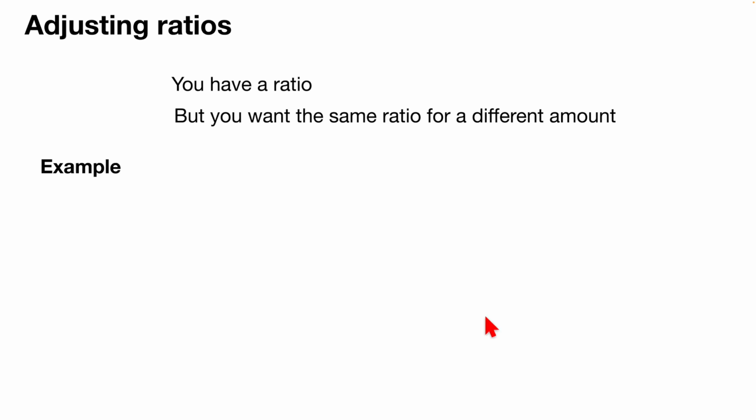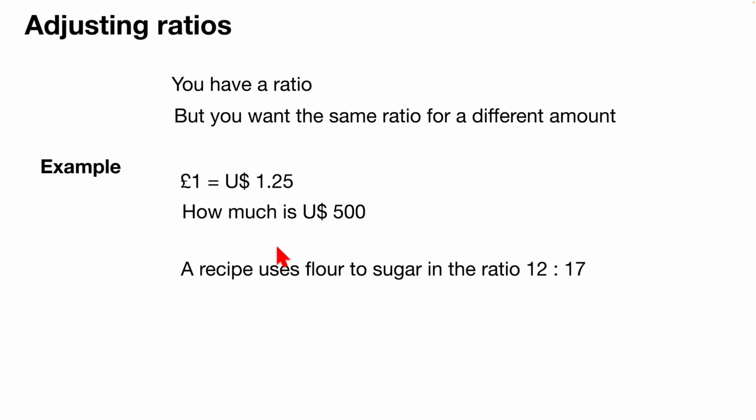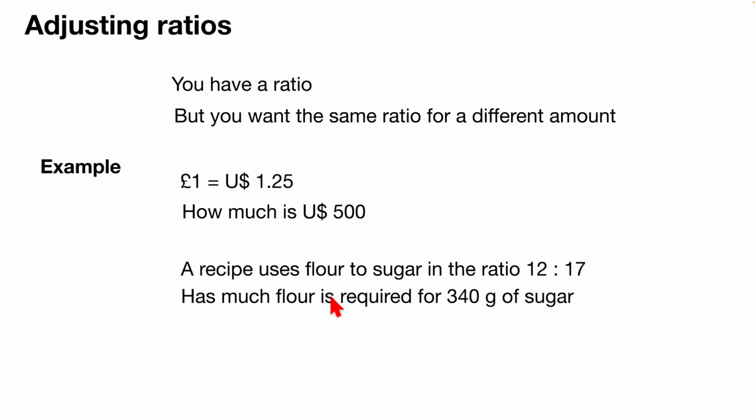For example, £1 is equal to US dollars $1.25. How much is US dollars 500? Well, we'll come back to that. A recipe uses flour to sugar in the ratio 12 to 17. How much flour is required for 340 grams of sugar? Yes, I'm not doing that in my head, but they are both examples of adjusting ratios.